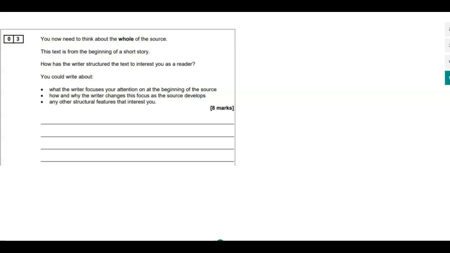Okay, so the text is from the beginning of a short story. How has the writer structured the text to interest you as a reader? You could write about what the writer focuses your attention on at the beginning of the source, how and why the writer changes his focus as the source develops, and any other structural features that interest you.